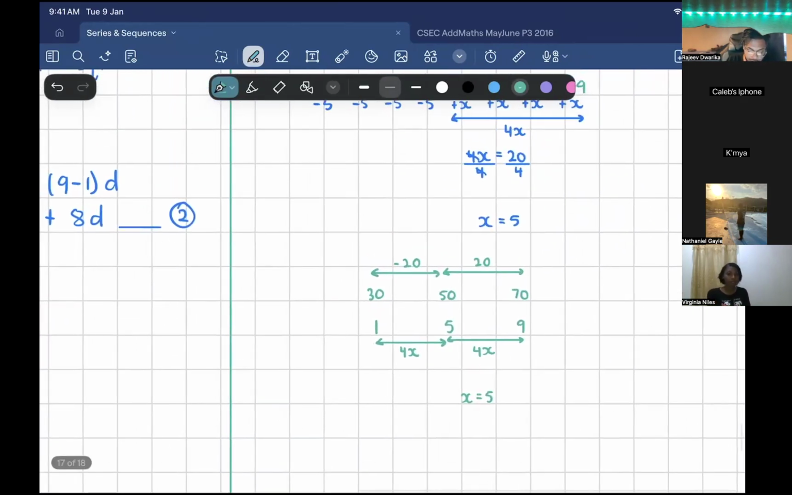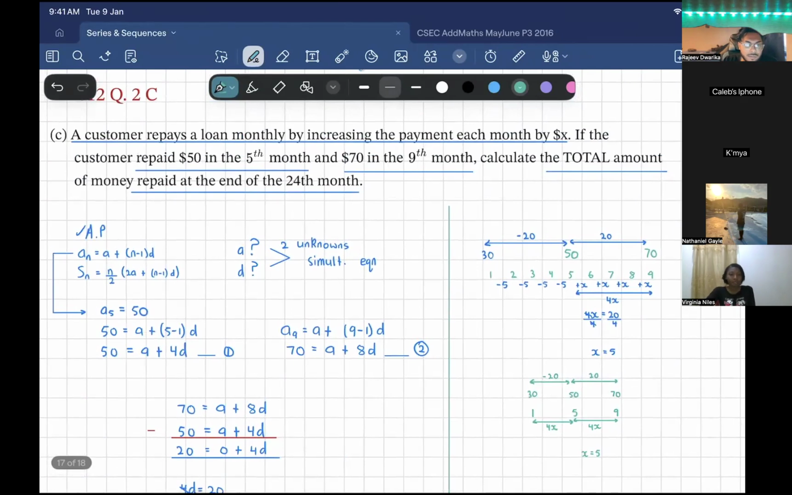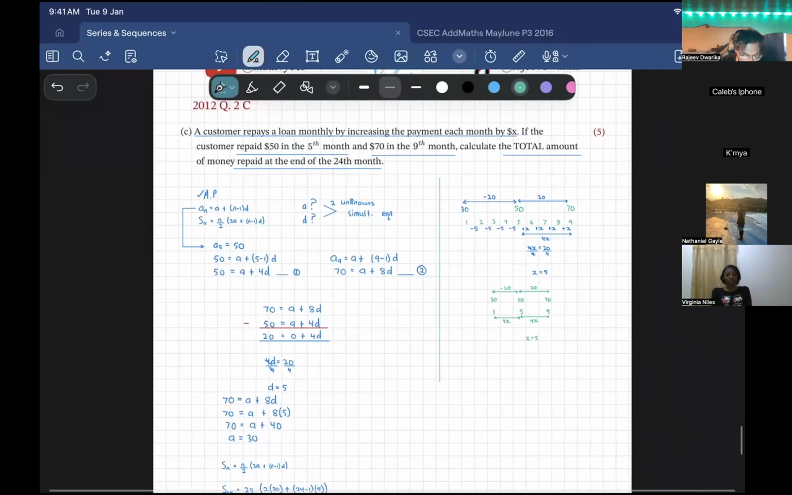And of course, once you have A and D, what formula would you use to find the total? S_n, and that's in the formula sheet. N is 24, A was 30, and the common difference was 5. So let me know if you guys are okay with both methods. Yes, sir.